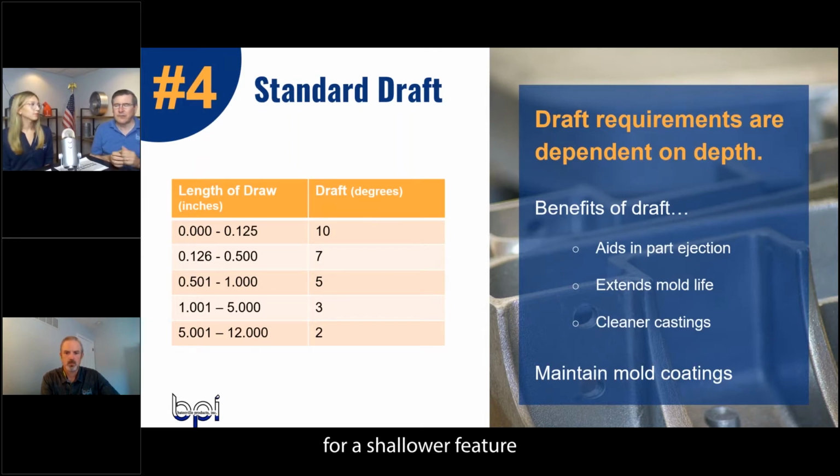Actually, for a shallower feature, a feature that isn't quite as tall or quite as high in the part, you actually require more draft. Okay. So the taller the feature gets, the deeper the mold gets, the less draft is actually required to make the part work properly in the casting process. Interesting. So that's one thing to remember, and this table here on the slide helps with that.